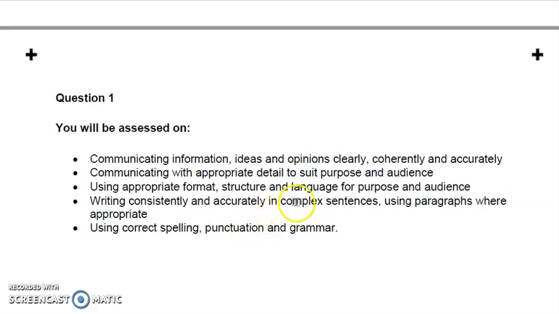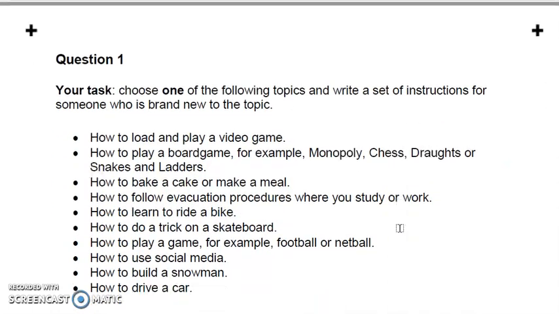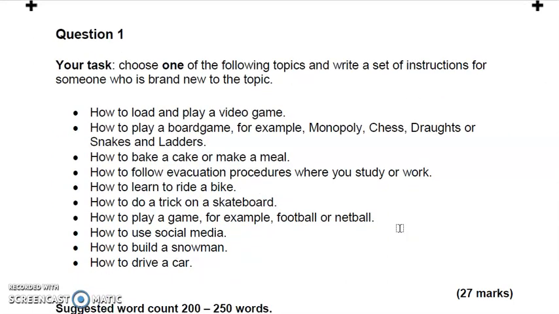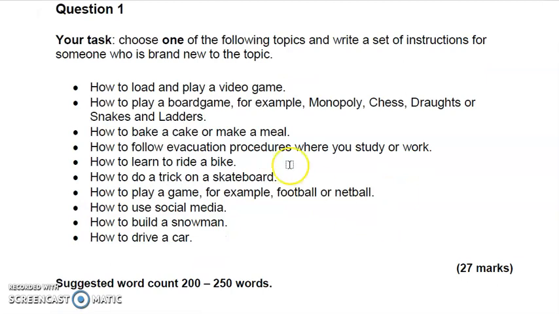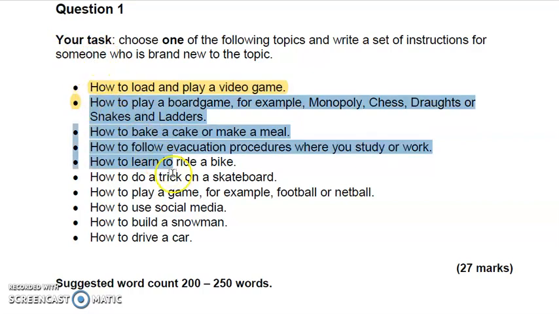So using complex sentences, again, we've looked at that. Using paragraphs where appropriate, again, we've looked at that. And spelling, punctuation and grammar. So, the first task will look something like this. And you are going to write a set of instructions. Okay? So they've given you a series of different instructions that you could write here.